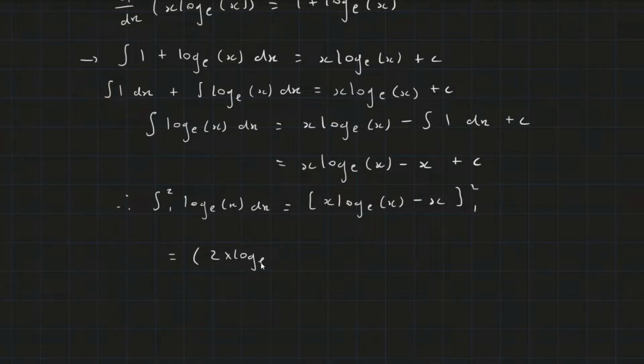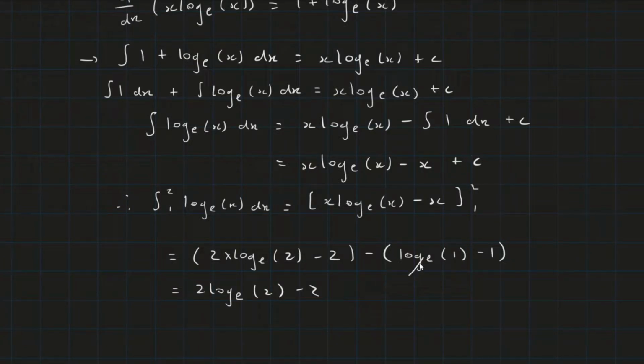2 multiplied by log e of 2 minus 2, and then minus 1 times log e of 1 minus 1. See, 1 times makes no difference. So 2 log e of 2 minus 2. Log e of 1 is 0, so it ends up being minus negative 1, which becomes plus 1. Minus 2 plus 1 is just minus 1 there. 2 log e of 2, I could keep it like that, but I could also write it as log e 4 if I wish. Just log e of 2 squared, bringing this 2 up to the power using our log rule. So therefore, the integral of log e of x from 1 to 2 is equal to log e of 4 minus 1.